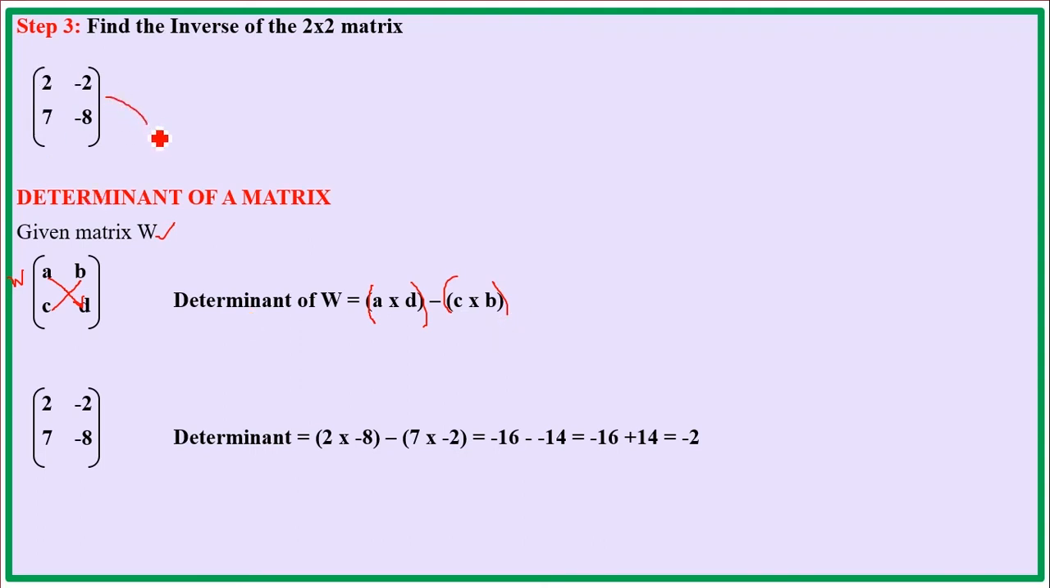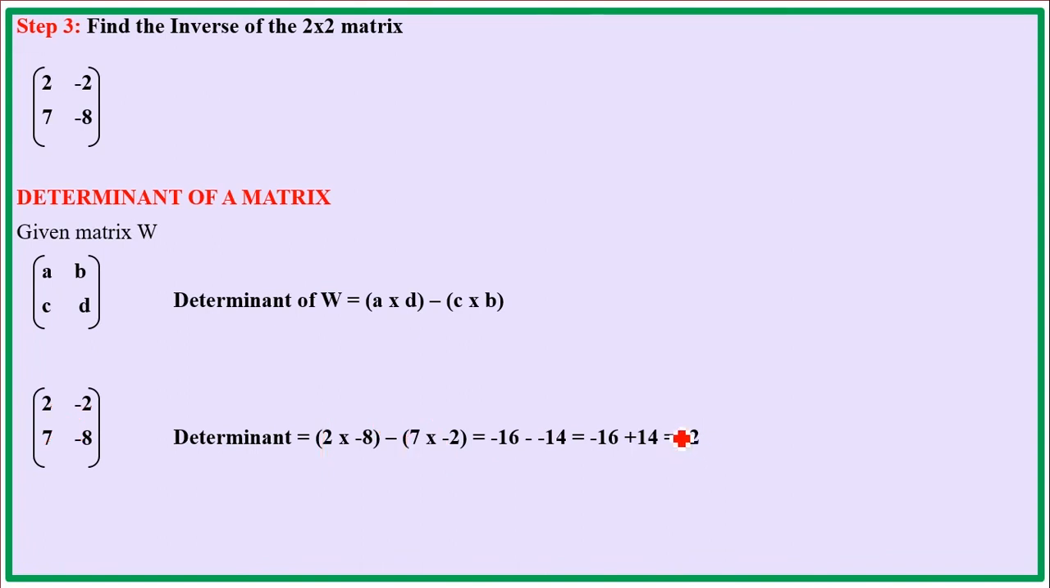So to get the determinant of our matrix here, you start with A multiplied by D, that is 2 multiplied by negative 8, minus 7 multiplied by negative 2. That is going to give you minus 16 minus negative 14. This turns to be a positive, so it is minus 16 plus 14, which is negative 2. So the determinant of our matrix is negative 2.